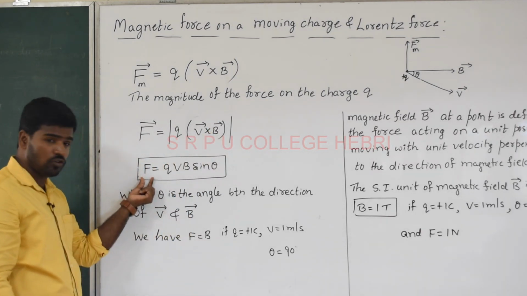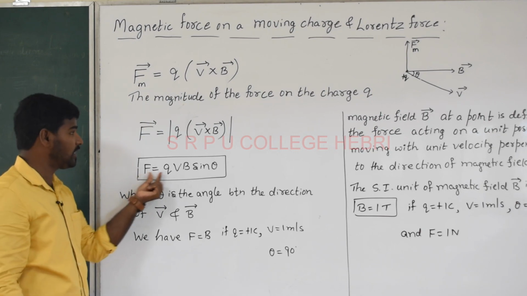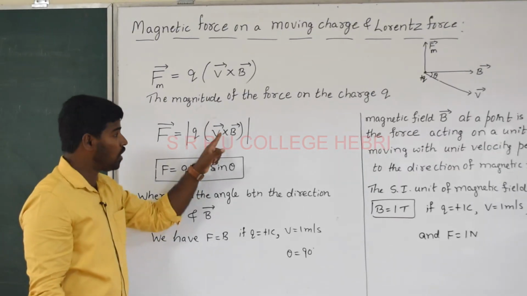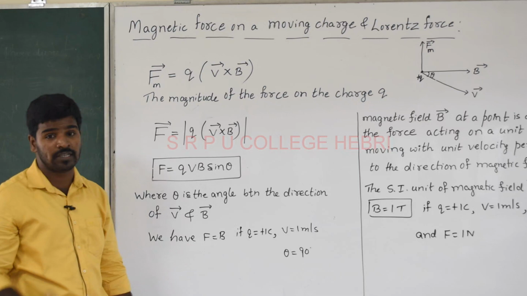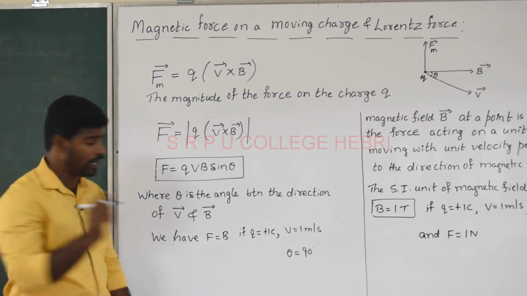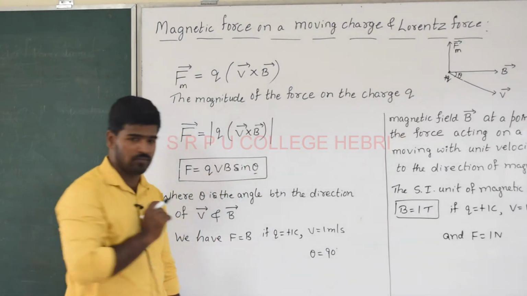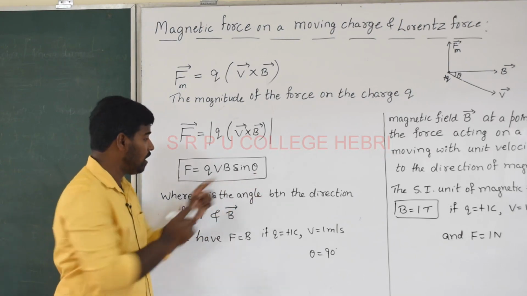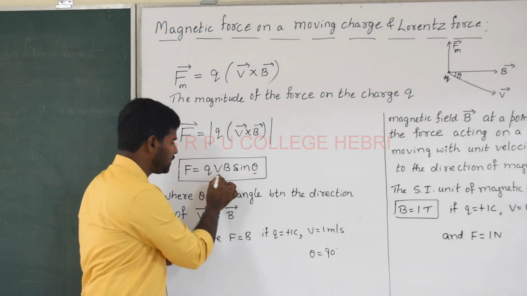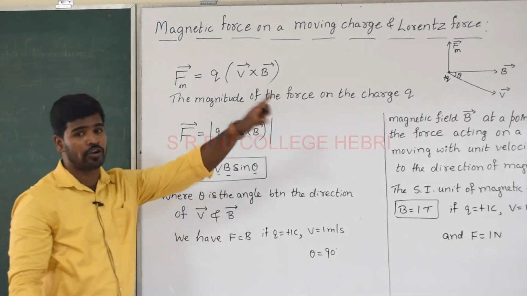Therefore, in terms of magnitude, f is equal to qvb. The cross product is replaced by the term sin theta. Very important thing, where theta is the angle between the velocity component and the magnetic field component according to the diagram.